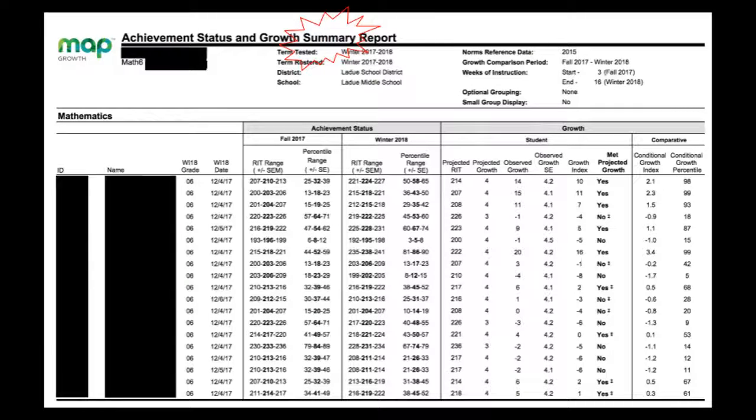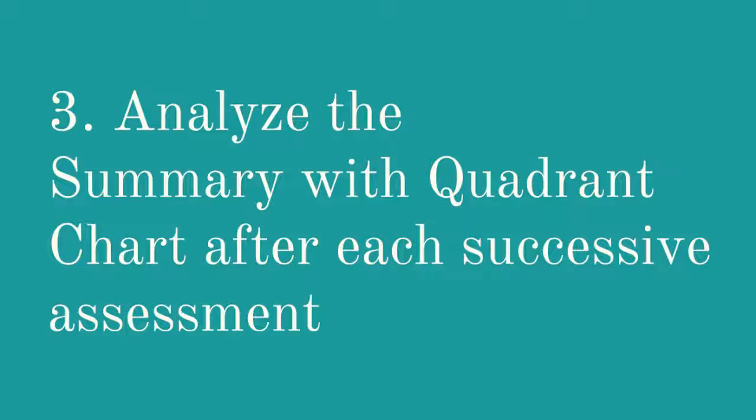The keys to note on the summary report are the observed growth and the growth index. That will show you how much the students grew compared to how much we thought or hoped they would.